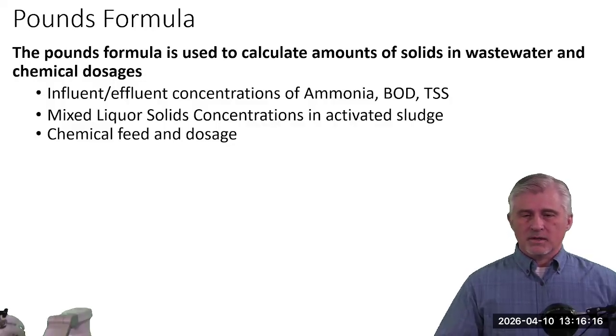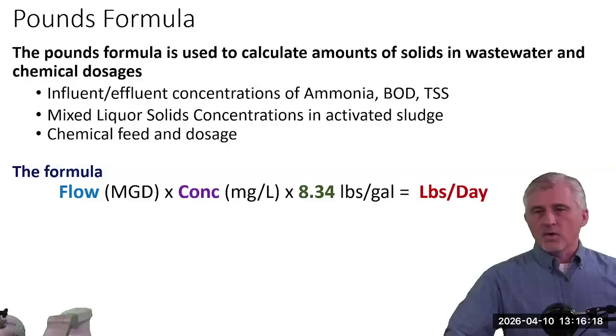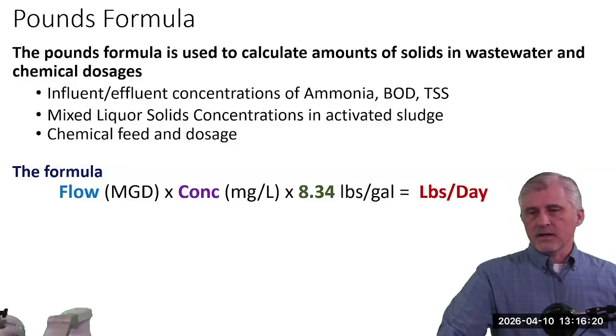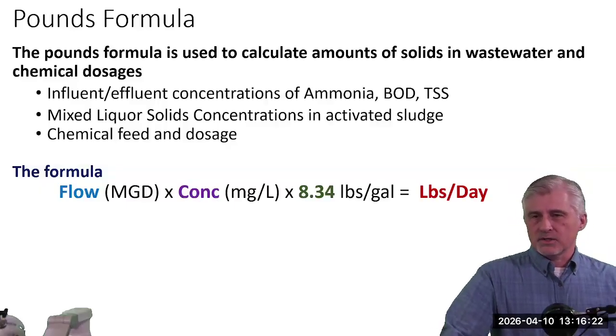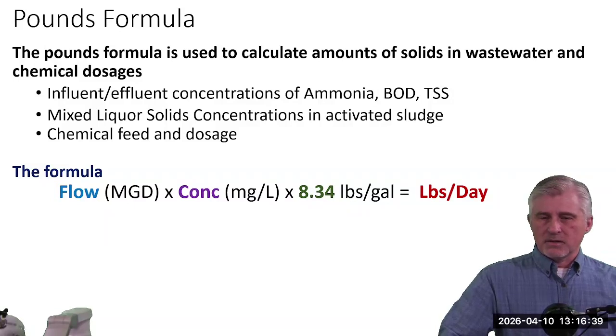And the formula is the flow in million gallons a day, multiplied by the concentration in parts per million or milligrams per liter, multiplied by the weight of a gallon of water, so 8.34 pounds per gallon. And that's going to give you an answer in pounds per day. So this is an important formula. We'll use it quite a bit.